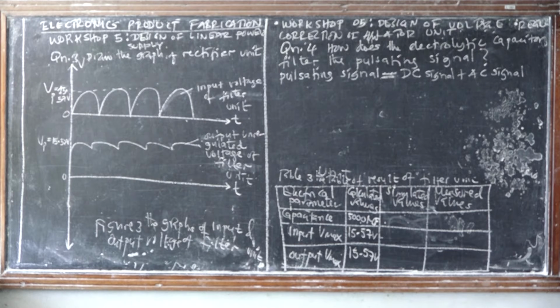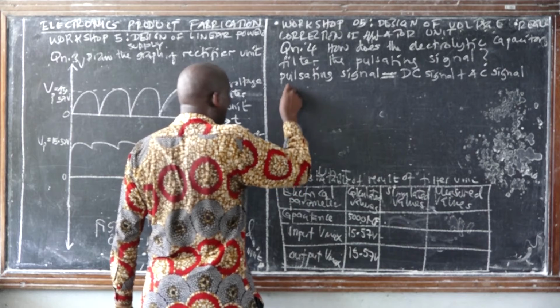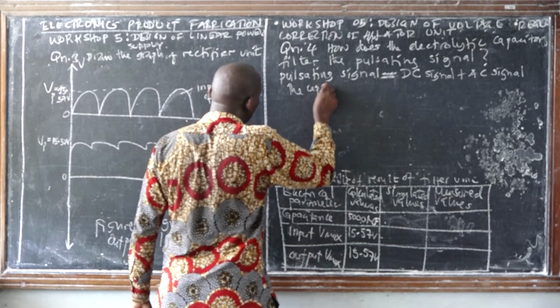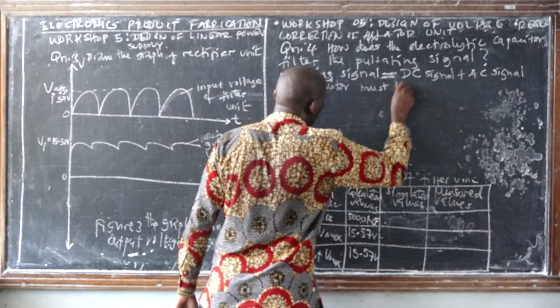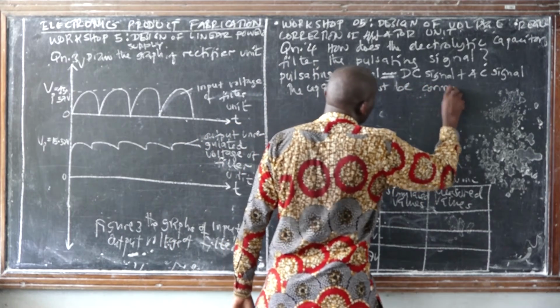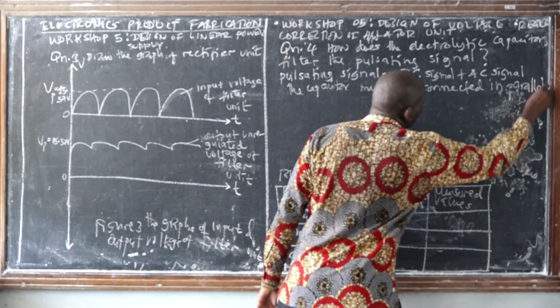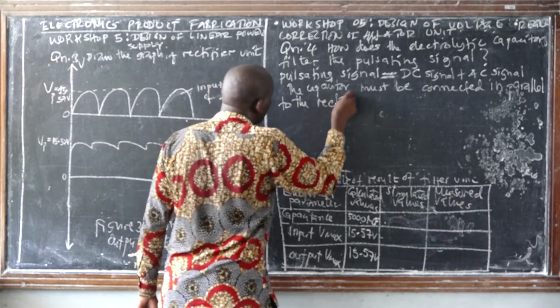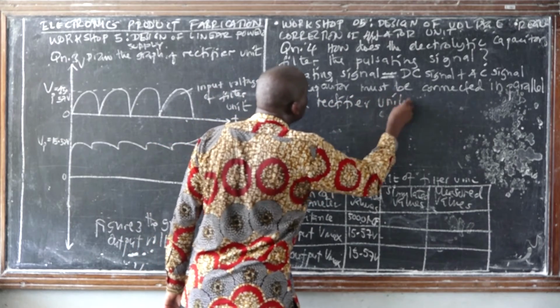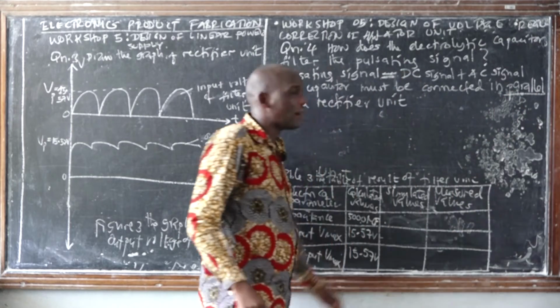Okay, so first of all, we say that the capacitor must be connected in parallel to the rectifier unit. We don't connect this capacitor in series, so it should be connected in parallel.